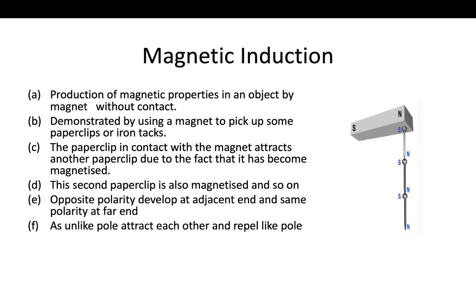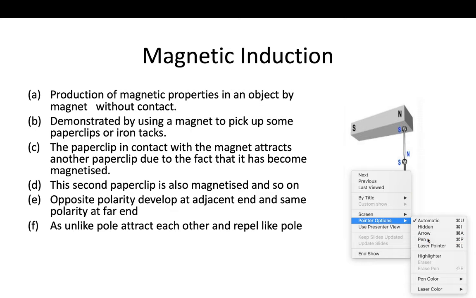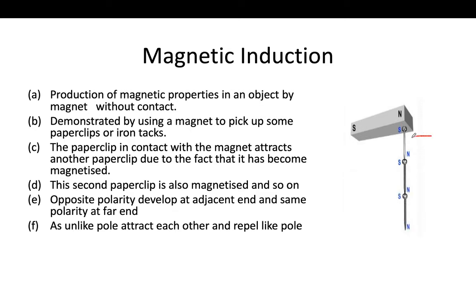and the first nail is attached to the magnet. Now what it is saying: production of magnetic properties in an object by a magnet without contact. The magnet is in contact with this nail, but the magnet is not in contact with the second nail. Why is the second nail still attached to the first nail?